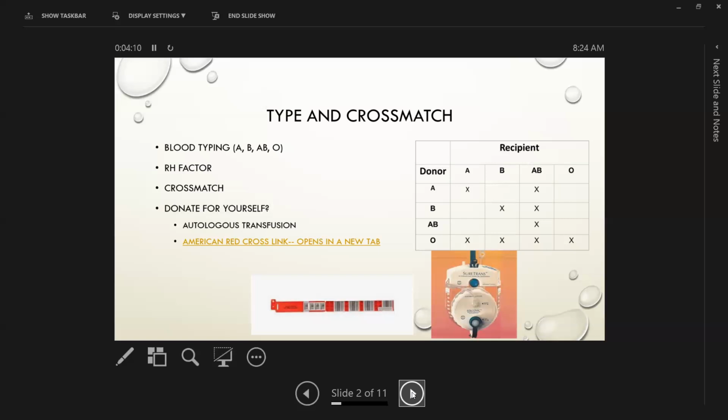ABO typing, just a reminder, who is your universal donor? Your universal donor is O negative. Your universal recipient is AB positive. Another reminder, your RH factor is inherited. RH positive blood can receive either RH positive or RH negative blood because the client has the RH antibody. However, if you are RH negative, you can only receive RH negative blood.